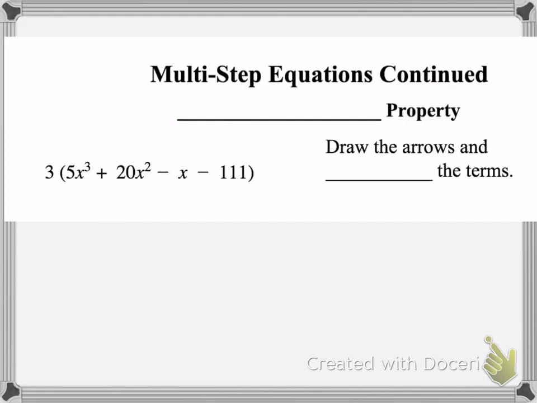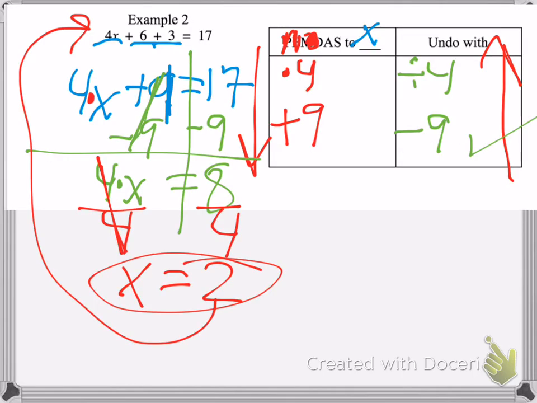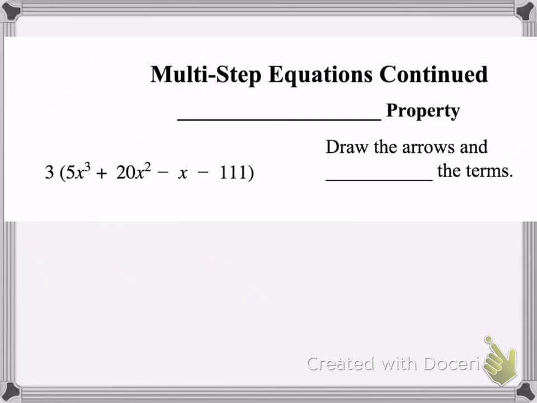Moving on. Was that it? I thought there was another one. I guess not. So we also have our distributive property. So today, you're going to have to use both, combining like terms and the distributive property before we start solving. So remembering what we do, we can draw the arrows and combine the terms. I feel like it should say combine like terms.